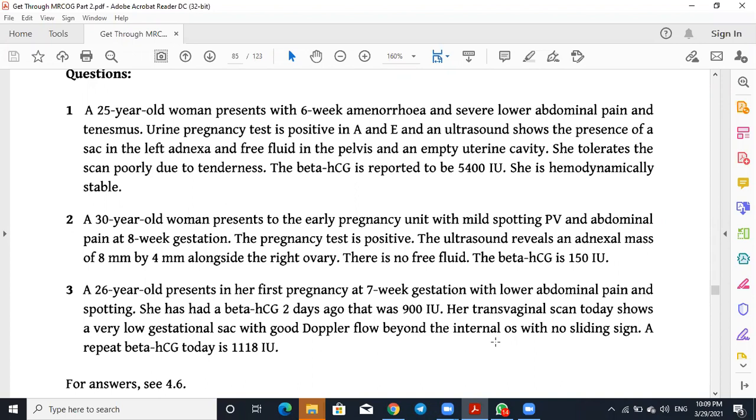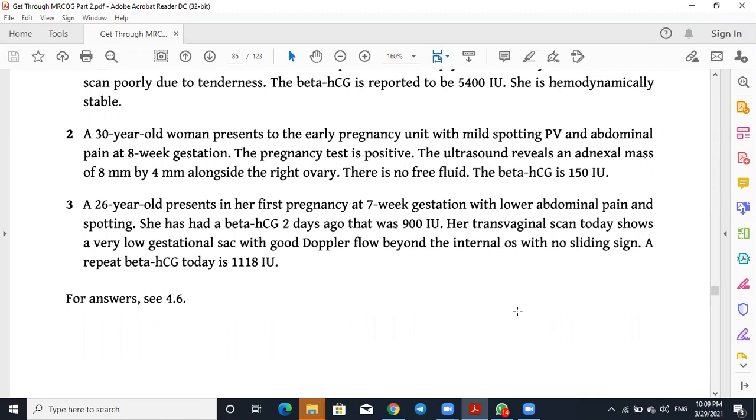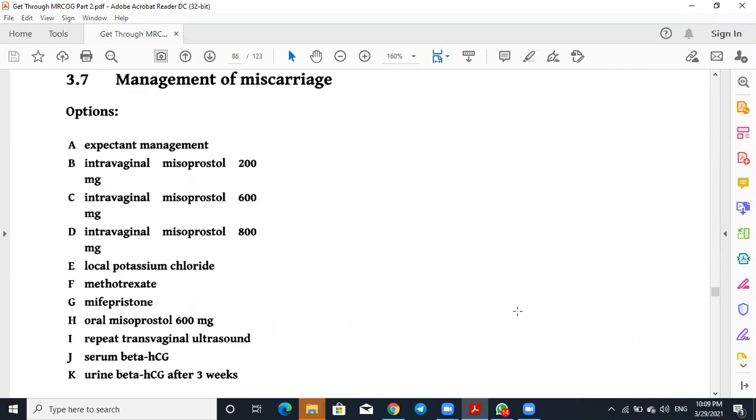This is the point why we are not preferring surgical in cervical ectopic, because if we went for surgery, this is horrible for us. This may lead to hysterectomy. Okay, so this is this question. Let's go to the next.